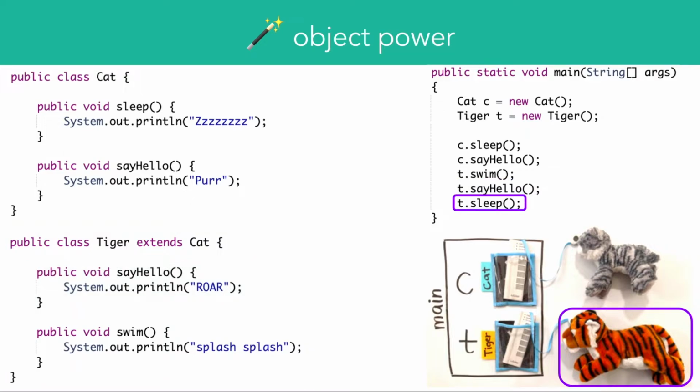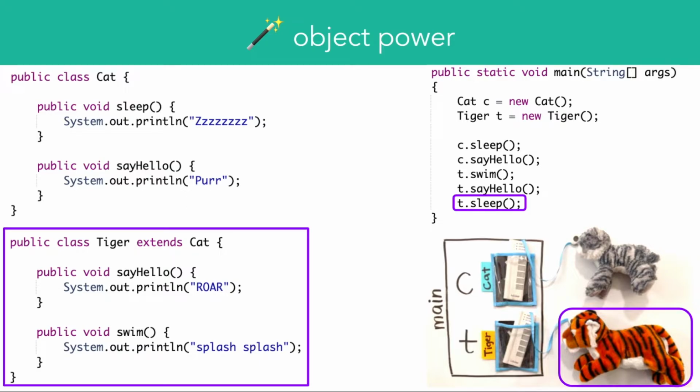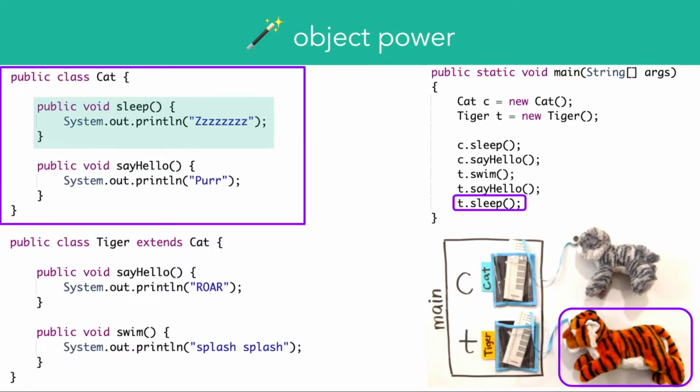The next line of code shows the method sleep being called on object t, which is referencing an object of type Tiger. Because of this, we're going to look into the Tiger class to find the method sleep. It's not found in the Tiger class, but because of inheritance, our machine will then look for the method in the superclass. It finds it and will output those Z's.